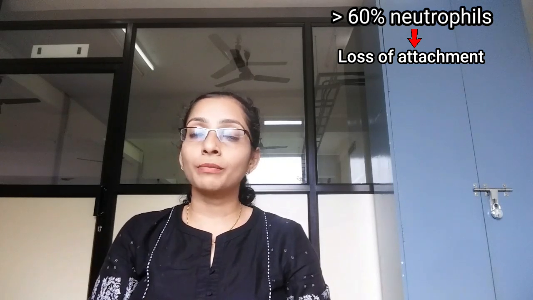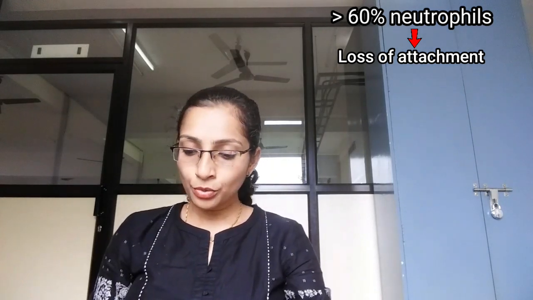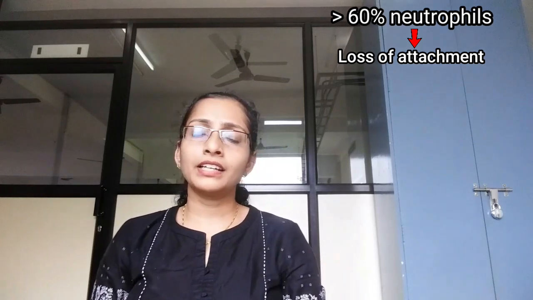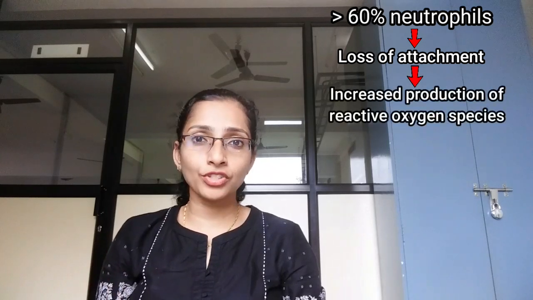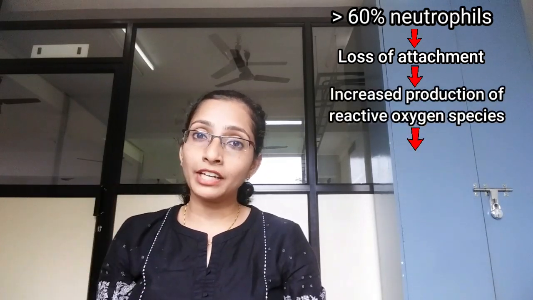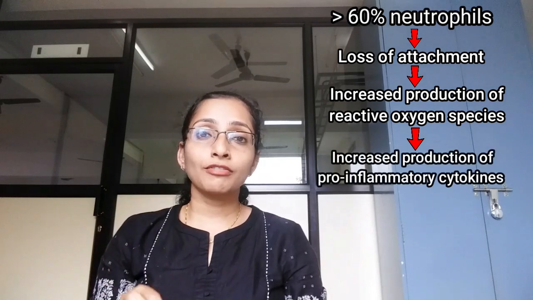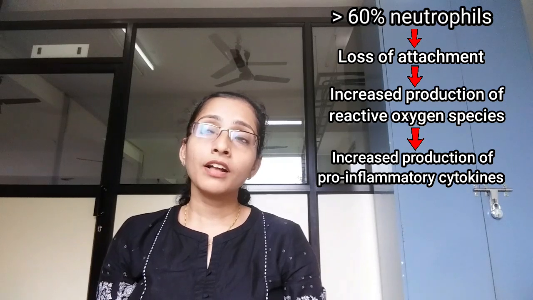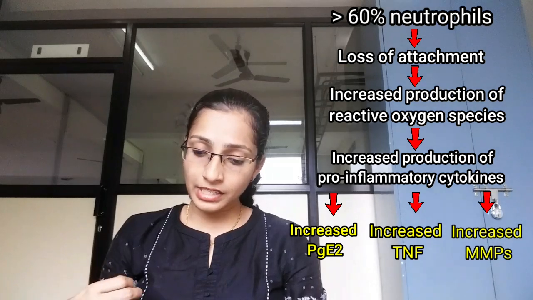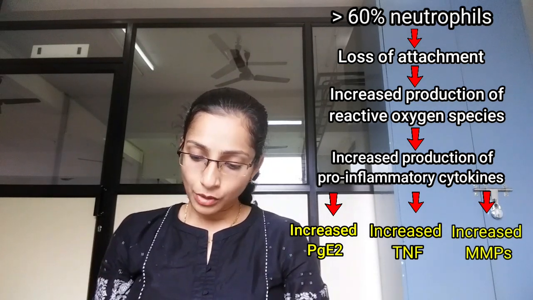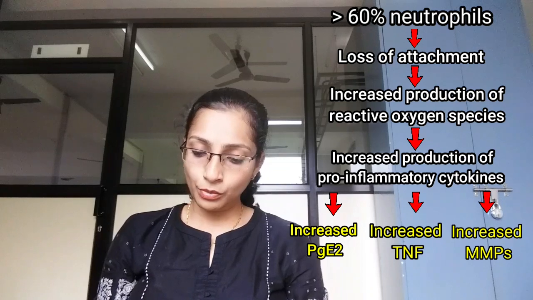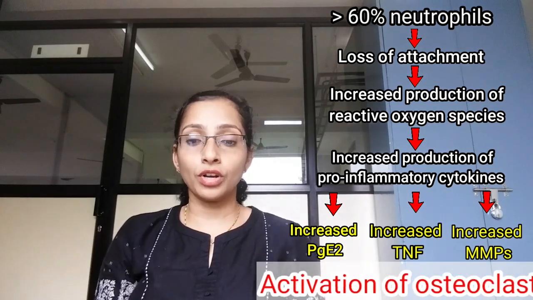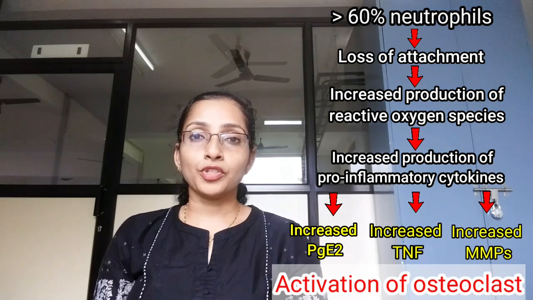Okay, so now coming back to the microscopic level, I told you there are increased neutrophils and increased mast cells. All these are causing increased overproduction of reactive oxygen species that is having its own negative effect. Increased production of pro-inflammatory cytokines is also causing its own negative effects. Then increased prostaglandin E2, increased tumor necrosis factor, increased MMPs. All this will cause what? All this will go and stimulate your osteoclast bone resorption.